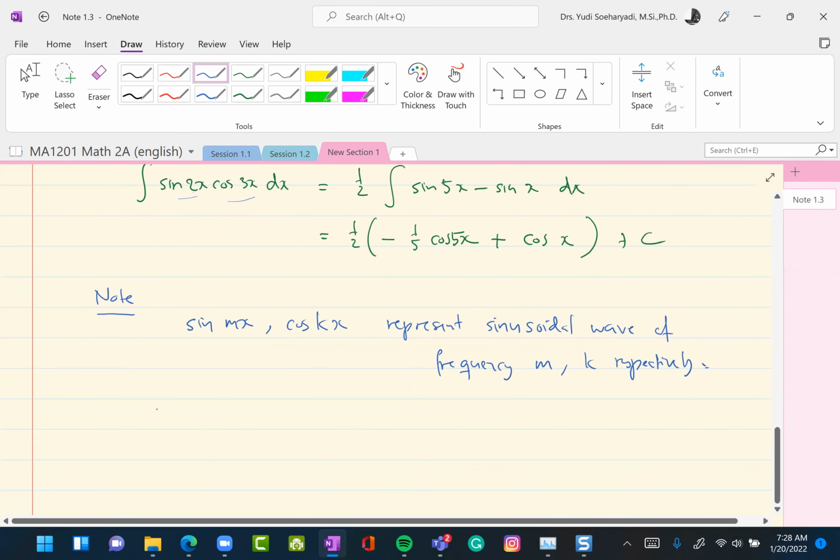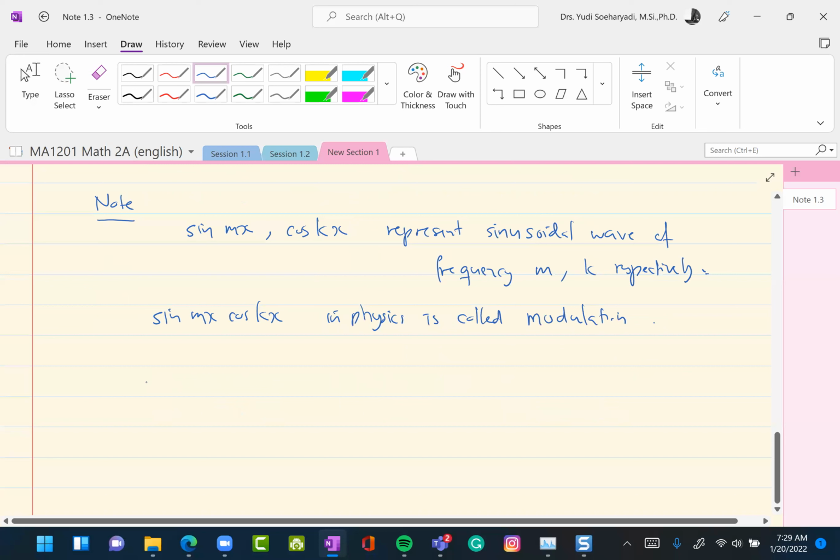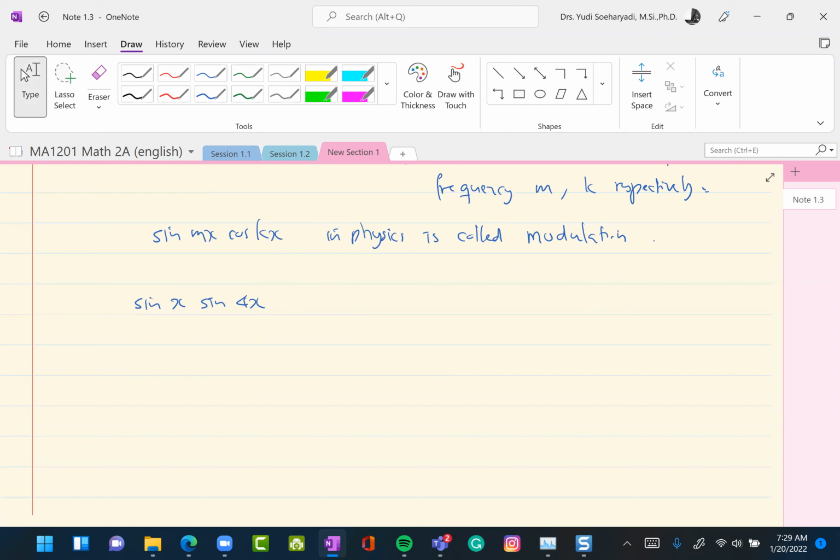In physics, this kind of product is what we call modulations. Okay, so what is modulation? For example, I'll give you an example here. For example, you have sine x times sine of, say, 4x. What you have is something that looks like this one here.